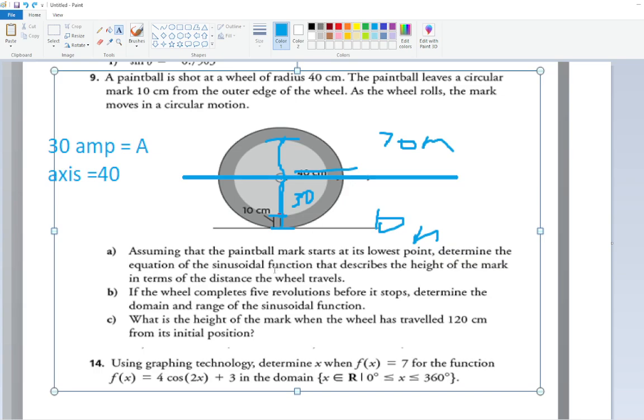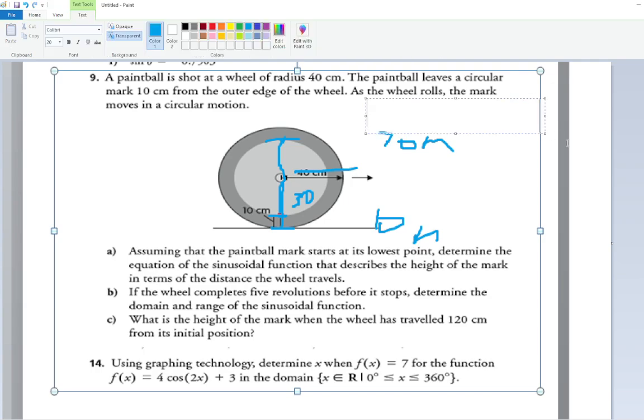Determine the equation that describes the height of the mark in terms of the distance the wheel travels. In terms of the distance the wheel travels, we have to know when this thing does one full circle. In other words, how long is this outer edge? Or better yet, we actually have to measure the gray circle. How far is this gray perimeter of the circle? Well, perimeter would be the period. Perimeter is 2 times pi times the radius. Don't use 40 because we're talking about the little gray circle. They really made this question annoyingly hard. Times 30. So it's really 60 pi.